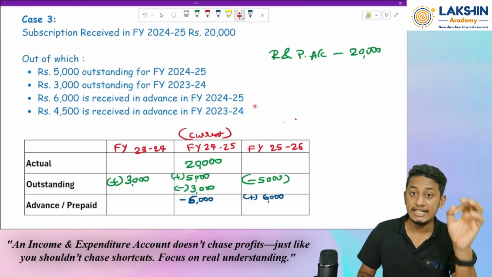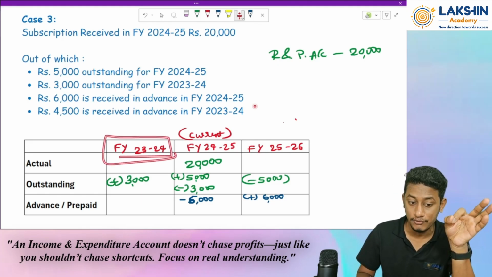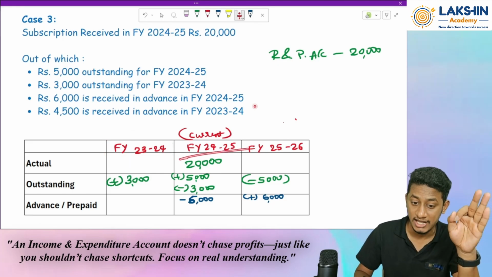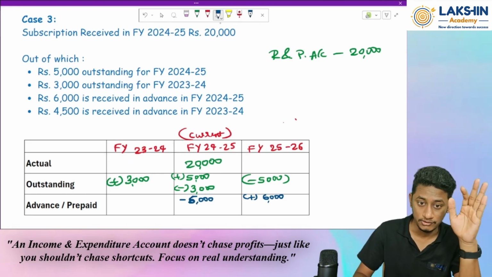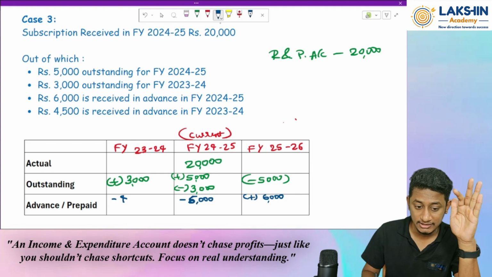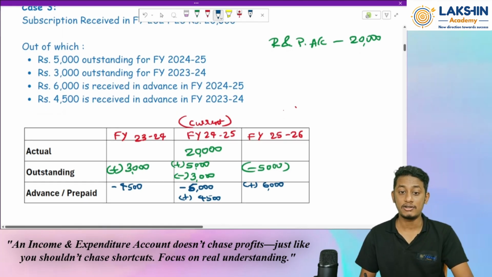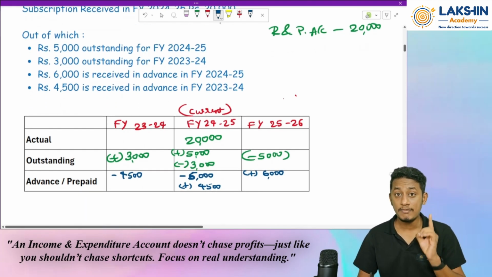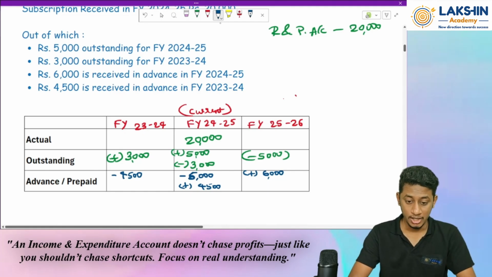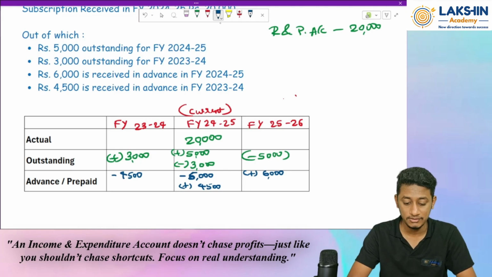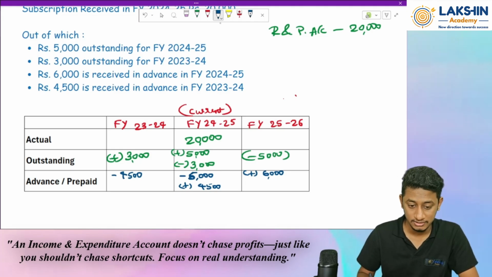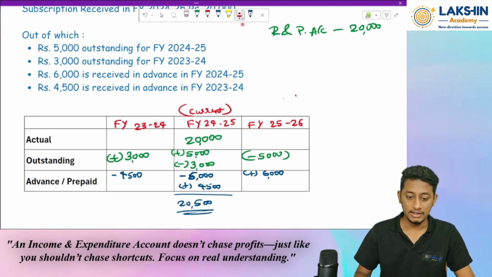So that means, is it the income of financial year 23-24? No, sir. It is the income for the financial year 24-25. So therefore, I will deduct the money in this year and add the money in this year. Clear? This is how we need to find out the amount that should be taken to the income and expenditure account. So now compute. 20,000 rupees plus 5,000 rupees minus 3,000 rupees minus 6,000 rupees plus 4,500. That will be rupees how much? 20,500.